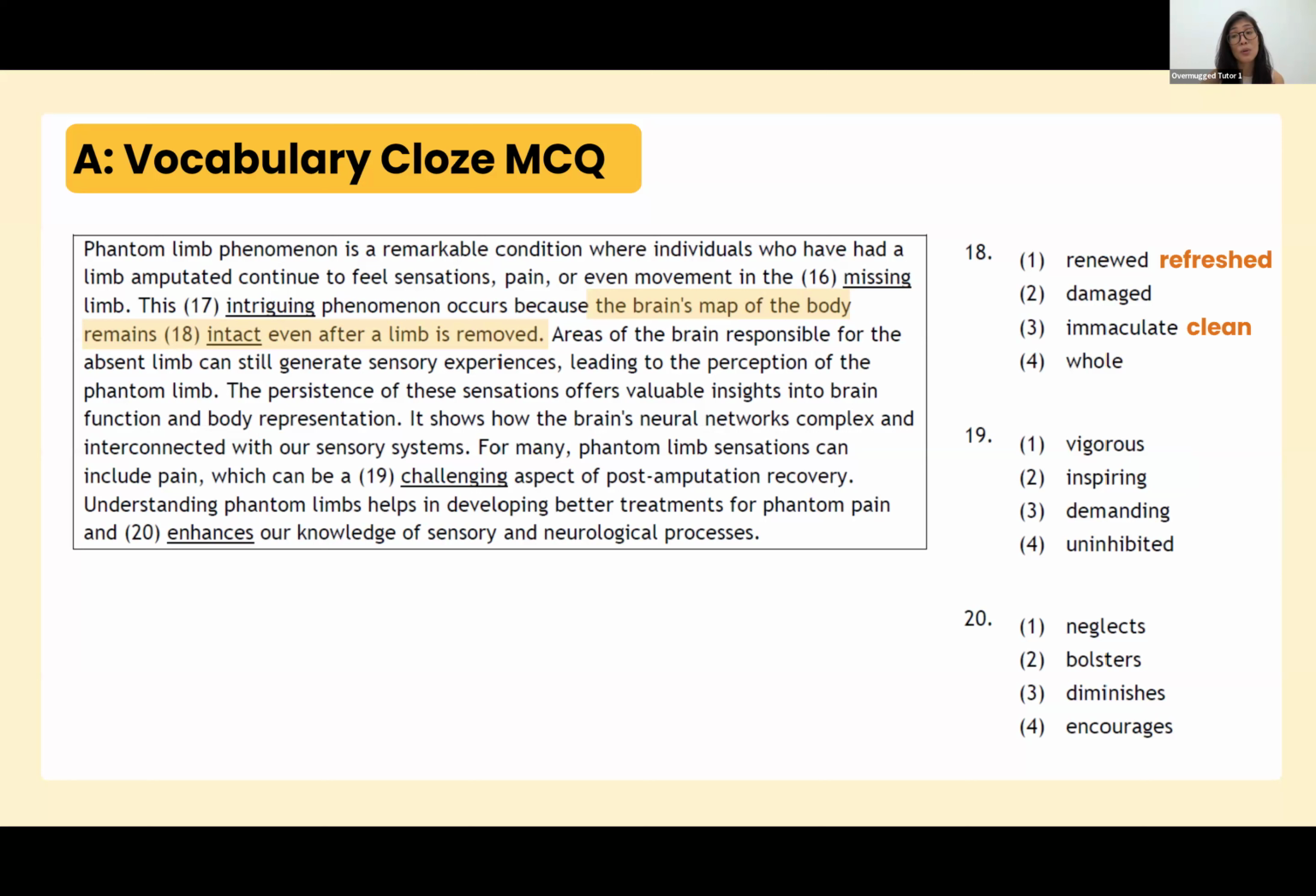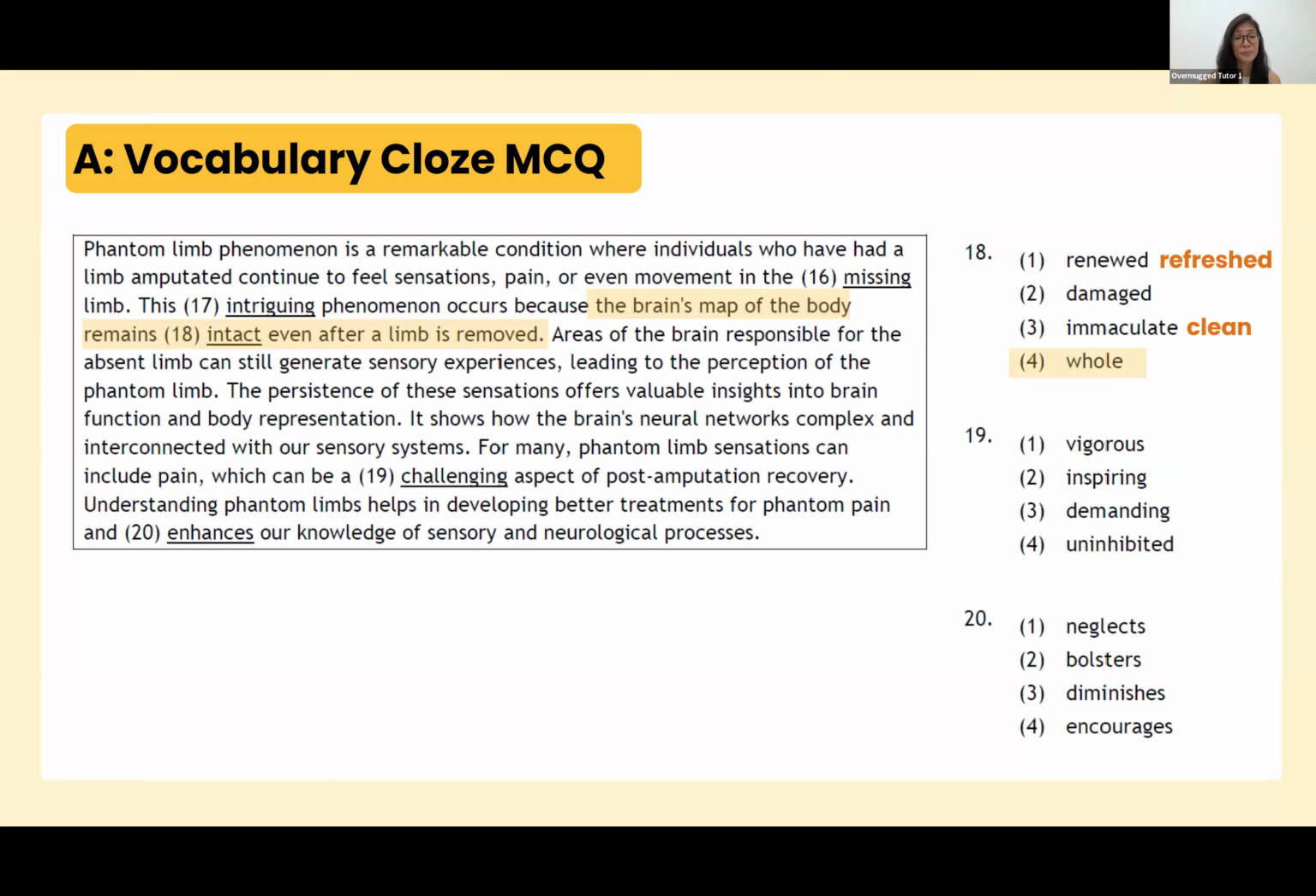does it mean to be refreshed? Or does it mean to be immaculate? Or perfect or clean? In this case, because something is untouched, the best answer is whole.